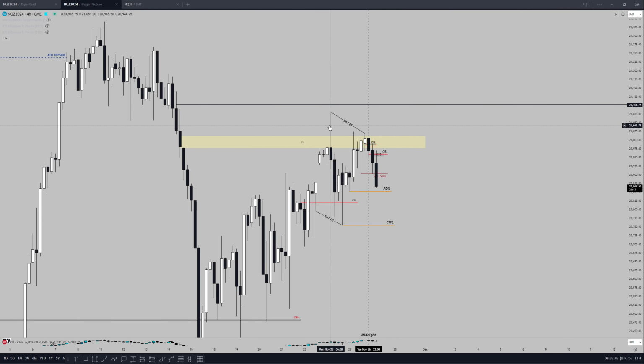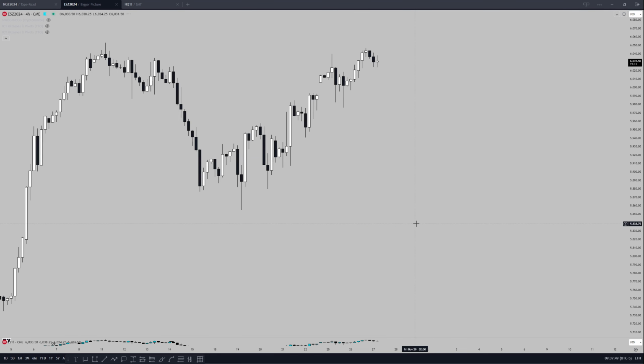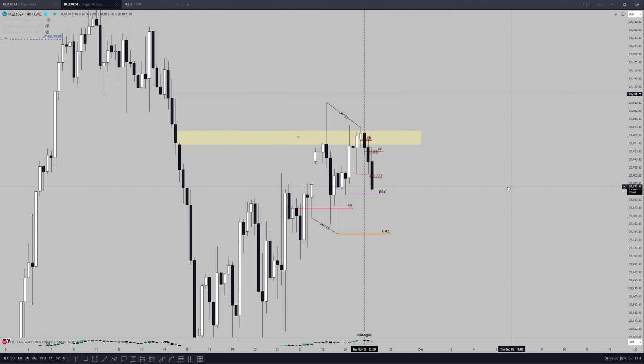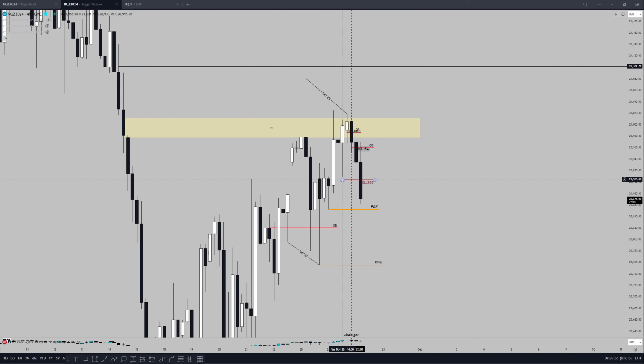We had the SMT between the Monday highs. If I quickly cycle over, that's SMT. And now we're looking for some sort of a 4 hour SISD or market structure shift. We got that both as we traded through there, also through that bullish order block.